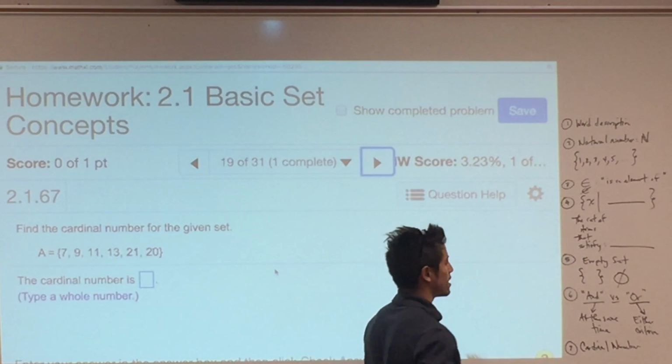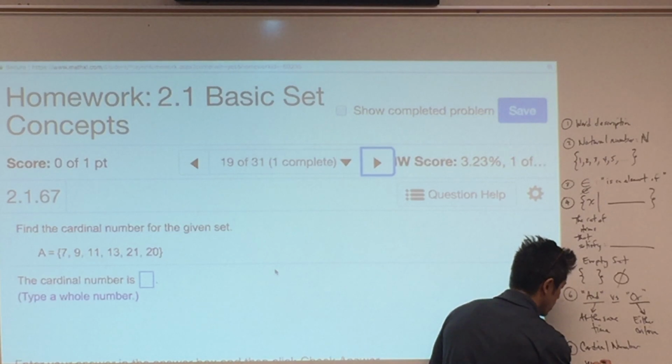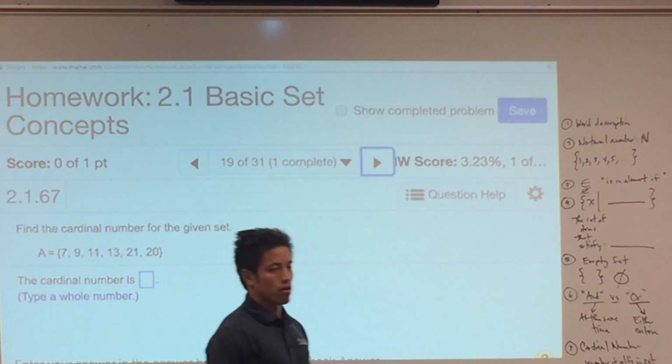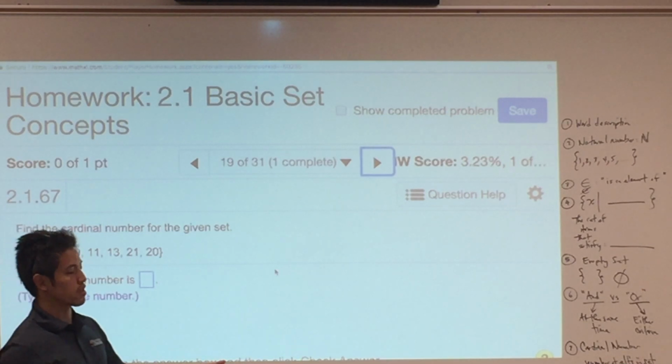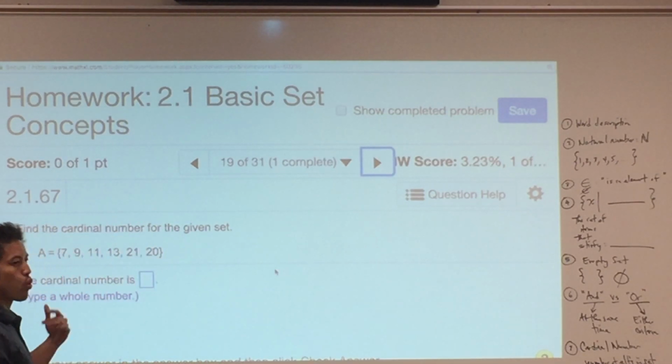Cardinal number is the number of elements in a set. So in other words, instead of saying what the elements are, we're stating how many there are. I don't care whether these are natural, odd, even, greater than 7, or greater than or equal to 7, less than or equal to 20. I don't care about any of those characteristics. The only characteristic I care about in cardinal number is the quantity of elements.